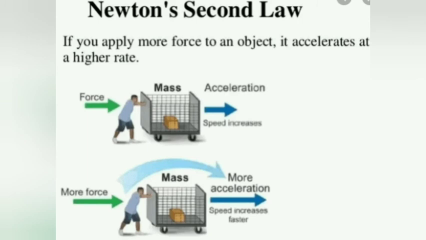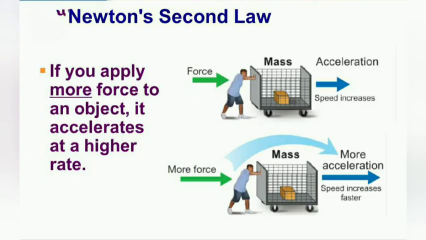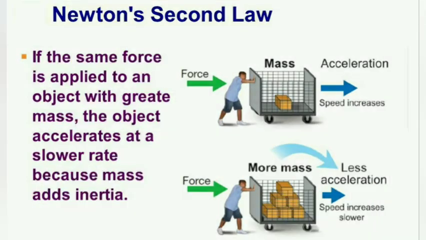Now let us try to understand Newton's second law of motion. If we apply more force to an object, it will accelerate at a higher rate. It means that if we apply more force, the object will move faster. This also means that when more force is applied, the speed will increase. Now if we increase the mass, we will need to apply more force in order to accelerate that object. More mass means more momentum. So from this we conclude that the rate of change of momentum is directly proportional to the applied force.